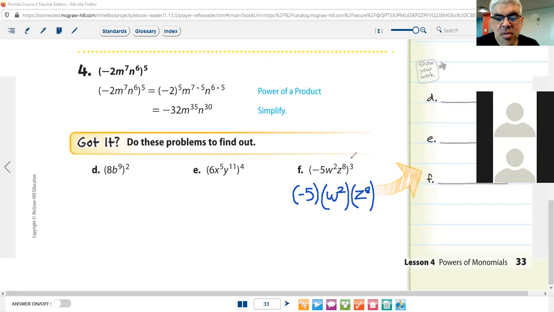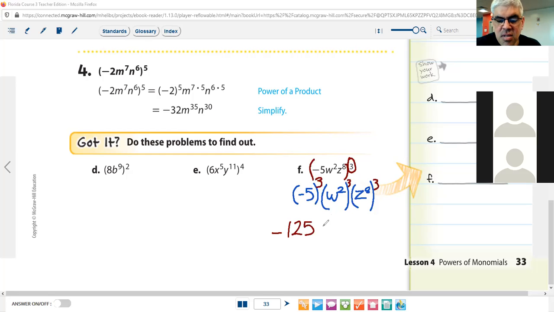Very good. Now what happens to this 3? This 3 that I'm circling here is touching the parentheses, which means everything inside affects it. Everything inside gets a 3. So I'm going to put a 3 here, and a 3 here, and a 3 there. Then -5 times -5 times -5 is -125. If you want to leave it as -5 to the 3rd power, that's fine too, because I know you know how to use a calculator.